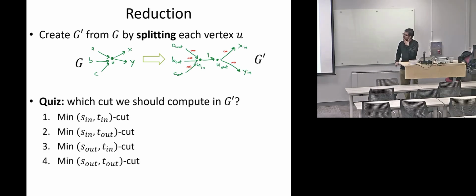I hope you understand the construction. The idea is that now this edge here really corresponds to a node. We make a node become an edge, and it has capacity 1 here. Now let me ask you: it suffices to compute some ST cut in G prime, but which one should we compute?